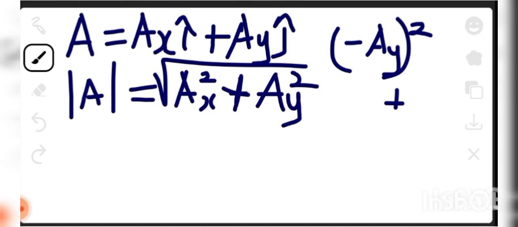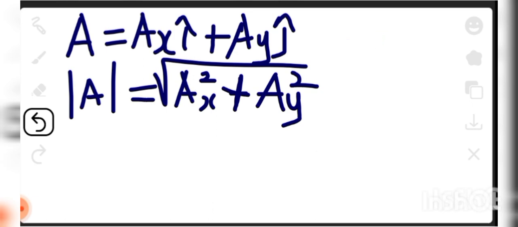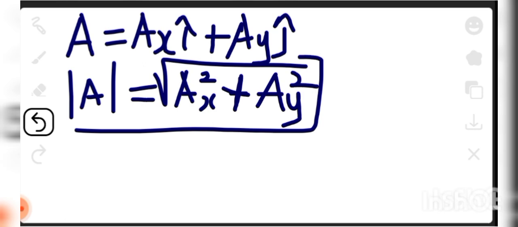Because most of them may not know how to operate with minus. Just use plus throughout, you still get the same thing. That's why I do tell my students. So take note of that. It's very, very important. So this is how to get the component, the magnitude of A, that you do get from the rectangular form.